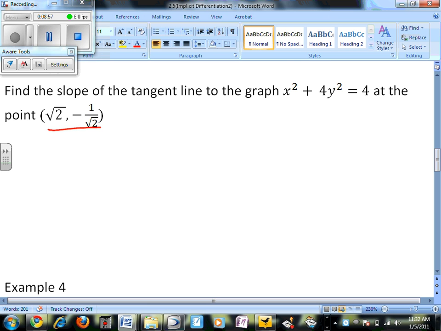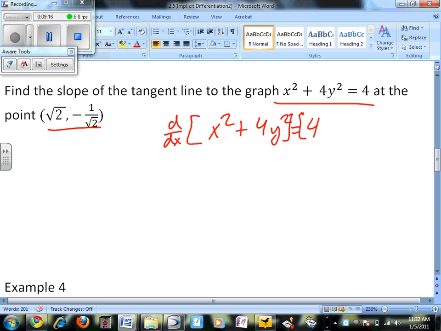So I'm going to take the derivative, because that's how you find the slope of a tangent line. You take the derivative of this function right here. So I'm going to take d/dx of that entire function, x squared plus 4y squared equal to 4. And then when we're done, I'm just going to plug my point in and I'm going to get my slope. Okay, so when I take x squared, the derivative with respect to x, I can just take the derivative.